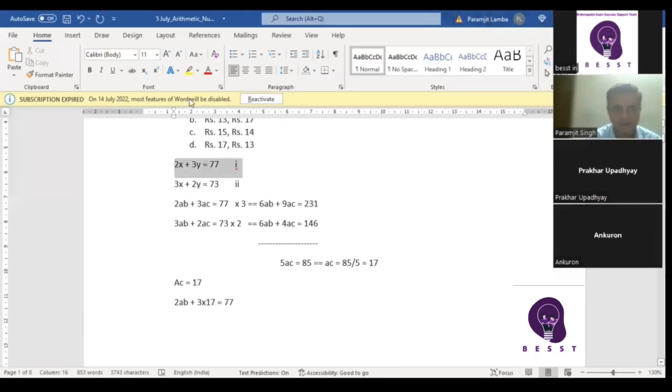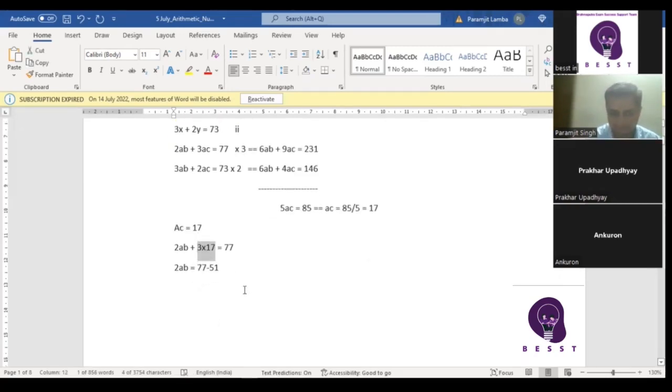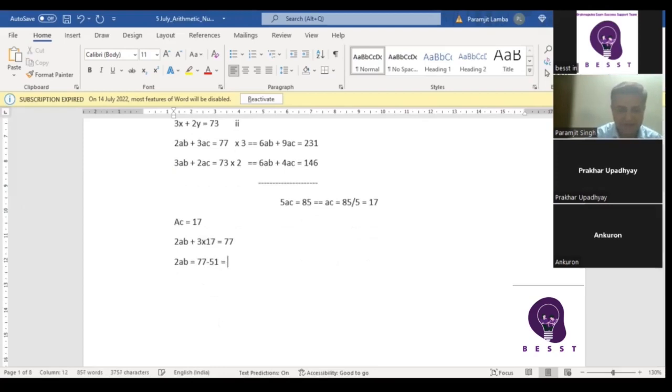So 2AB is equal to 77 minus 51, and 51 is 3 into 17. 77 minus 51 is 26, correct. And then AB will become 13. 2AB is equal to 26, divided by 2, which is equal to 13. So AB is equal to 13 and AC is equal to 17.